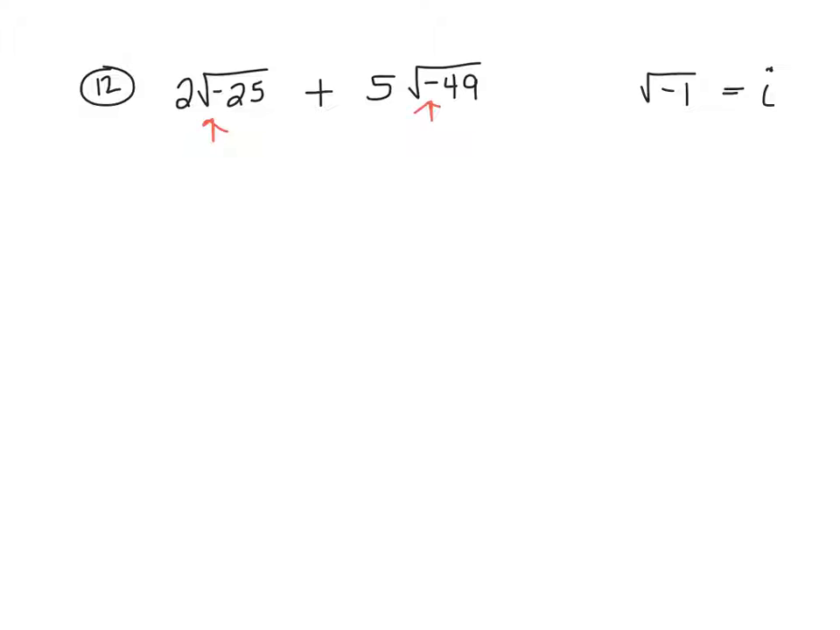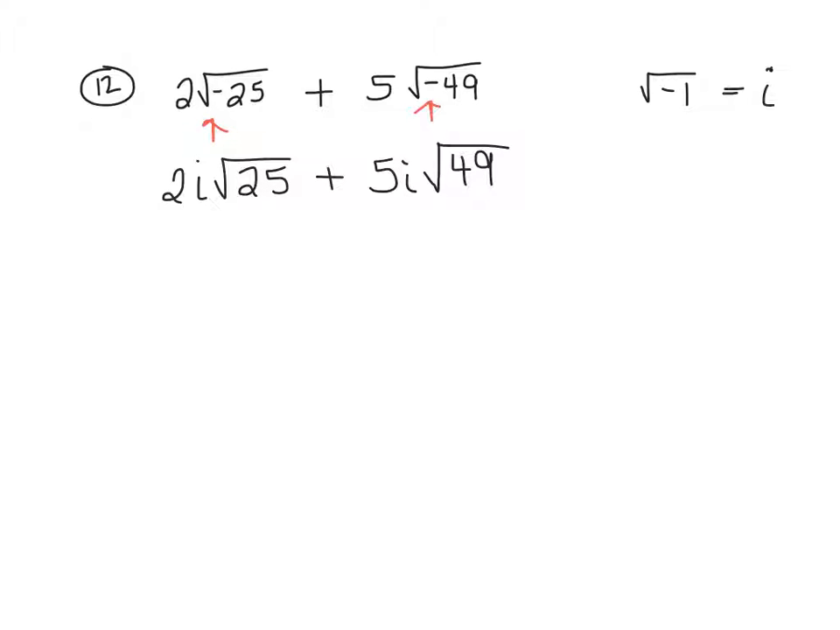So for instance, 2 times the square root of negative 25 equals 2 times i times the square root of positive 25. So if you see, I got rid of that negative sign by placing an i next to the square root. I'm going to do the same with this. This becomes 5i times the square root of positive 49. Okay, so I got rid of the negative sign underneath the square root, and it became an i on the outside.